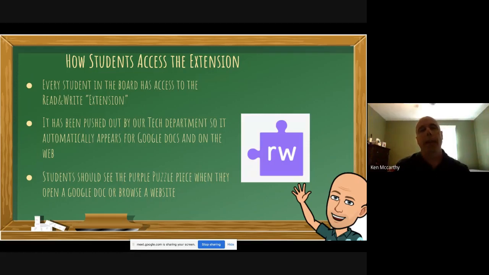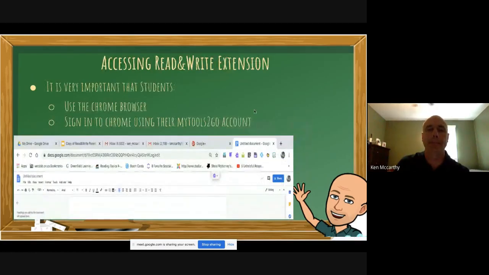So just a couple of things that students need to be aware of. First thing you're going to want to see is this puzzle piece. And every student in our board has it. We call it an extension. Read and Write is an extension, not an app. And every student has been pushed out automatically by our tech department. And they should definitely be seeing this purple puzzle piece. If they don't, then they may have a problem.